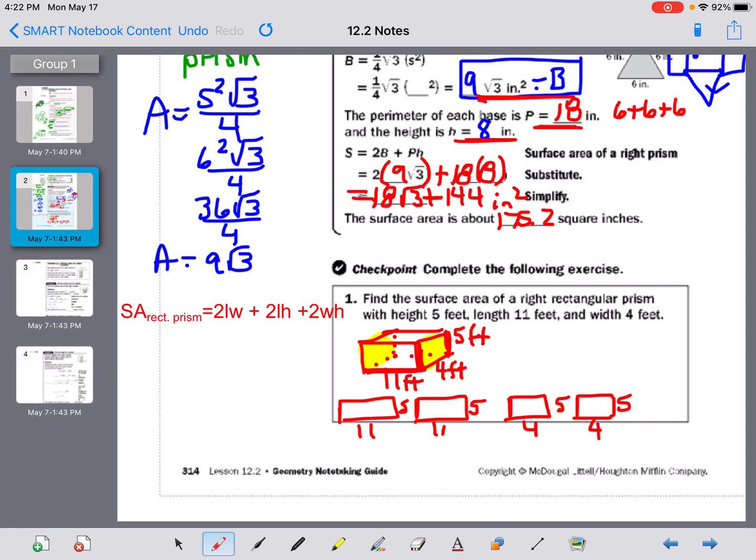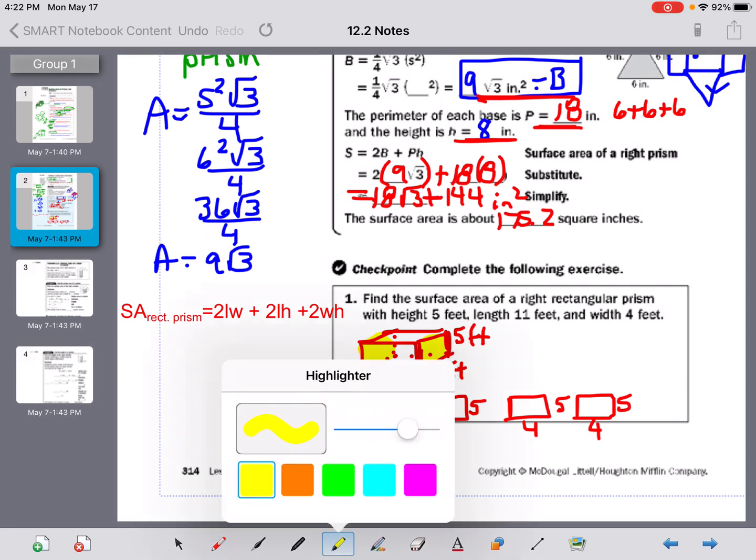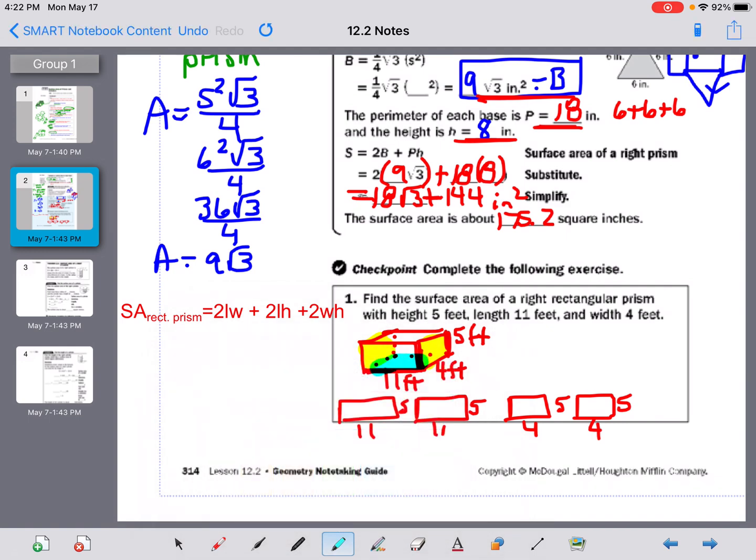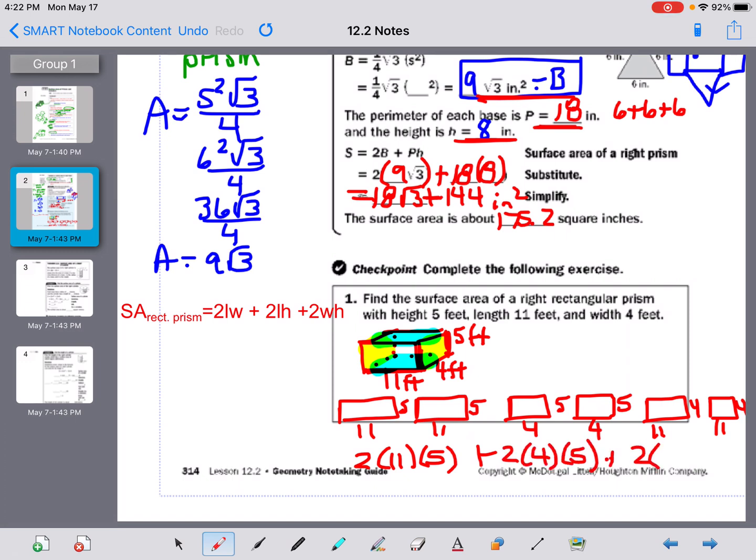Okay, and then finally, if I do top and bottom, so let me change my colors here. So the bottom would be this one right here, and then the top up here. So if I do both of those, they're going to be 2 rectangles of 11 by 4 and 11 by 4. Okay. That's if I separated this all out, you could see those 6 different surfaces, okay? What I want you to see right here is there's 2 of them that are 11 times 5, okay? And then there's 2 of them that are 4 times 5. And then there's 2 of them that are 11 times 4, okay?